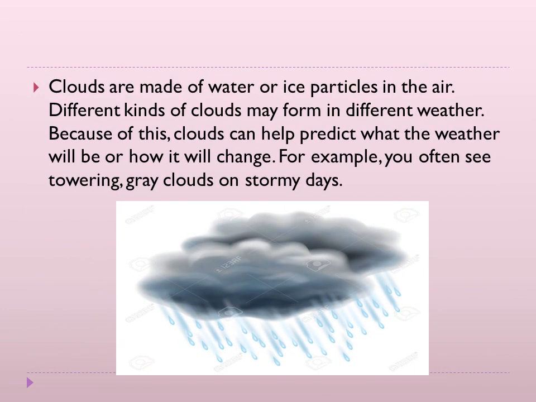Clouds are made of water or ice particles in the air. Different kinds of clouds may form different weather. Because of this, clouds can help predict what the weather will be and how it will change. For example, you often see towering gray clouds on stormy days.